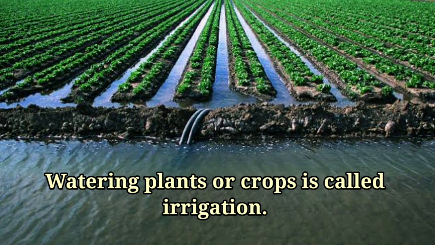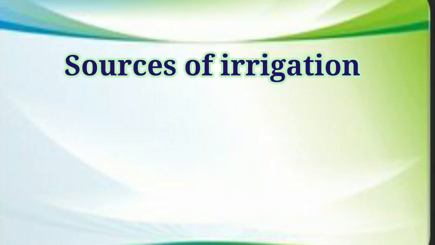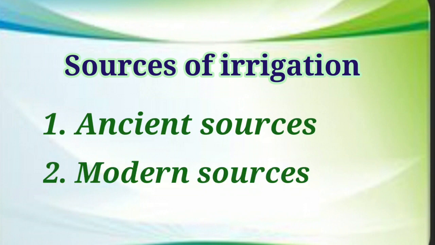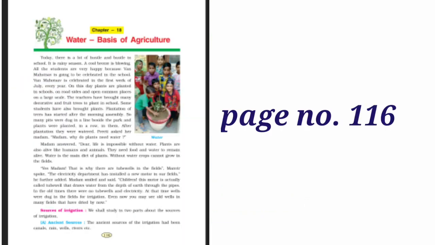Today, let us know about various sources of irrigation. We shall study in two parts about the sources of irrigation. Number 1, ancient sources, and number 2, modern sources. First of all, let us learn about ancient sources of irrigation. So kids, open your textbooks on page number 116.